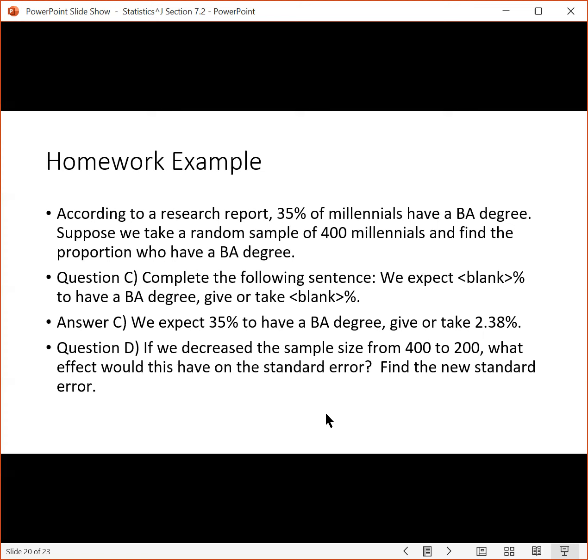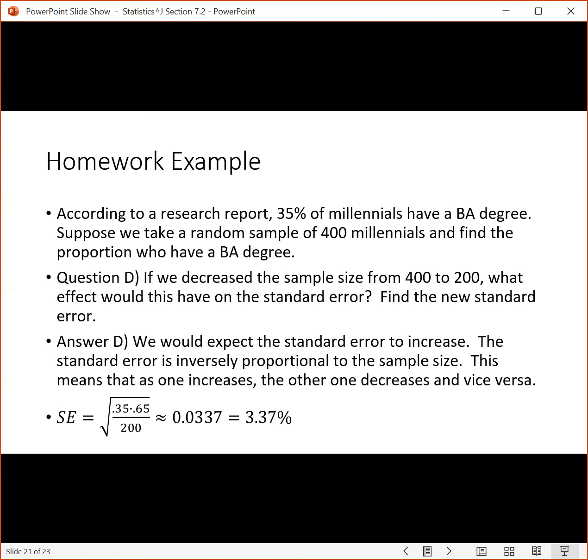And then if we decrease the sample size from 400 to 200, what effect would this have on the standard error? And then find the new standard error. All right, so if we decrease the sample size, then we would expect the standard error to rise. The standard error is inversely proportional to the sample size, which means as one goes up, the other goes down, or vice versa. You can check that by plugging in the smaller sample size of 200, and you do get a larger standard error. So sample size goes down, standard error goes up.